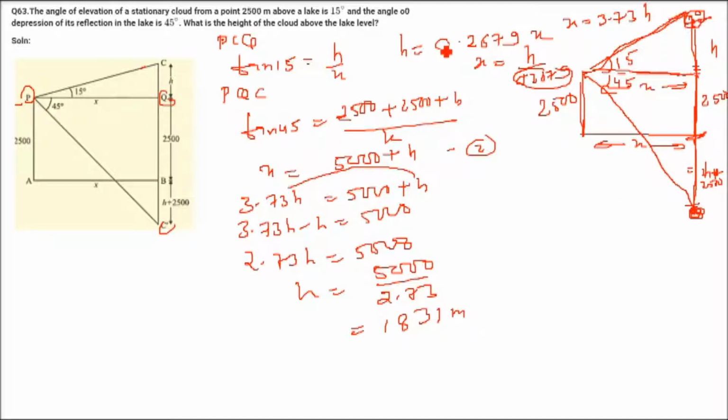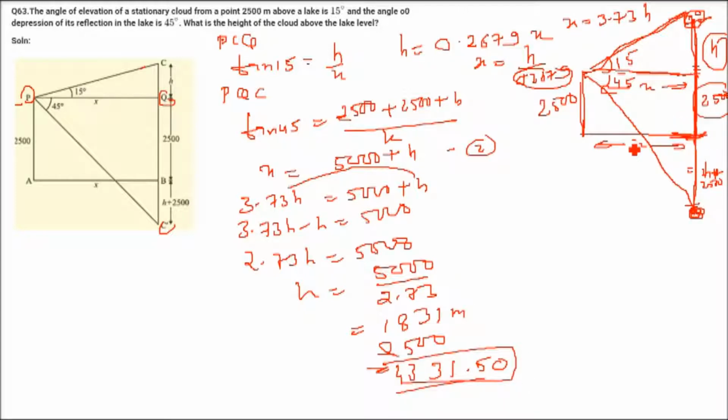And what is the height of the cloud above the lake level? It is h plus 2500. This h we have computed, so we just add 2500. What do we get? We get 4331.50. This is your answer. This is the height of the cloud above the lake level.